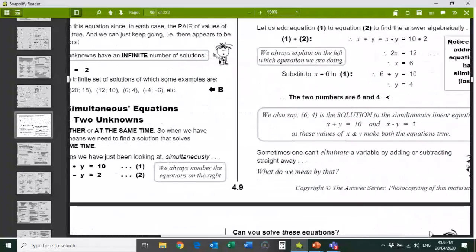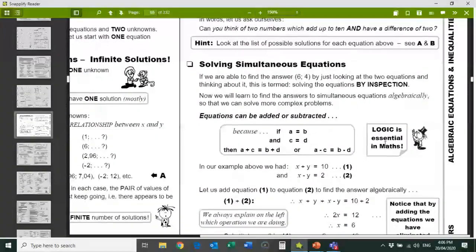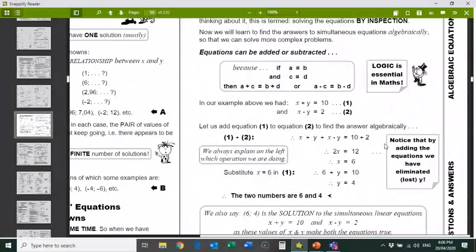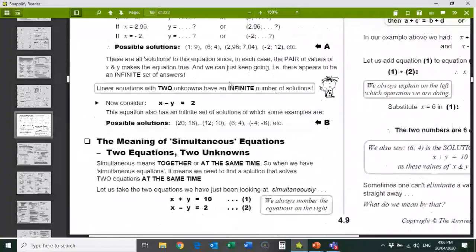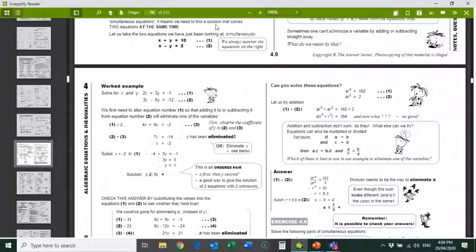I don't want to go through all of this because it is just going to confuse you. I want us to go back to here. What we're basically doing is getting the x first and then the y. How would I be able to get that? Let's look at our worked example.